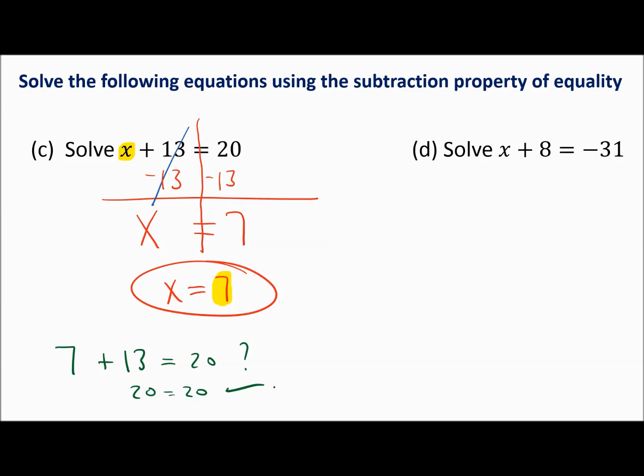I mean, take your answer and substitute it in and see if it works. So let's try another. The next problem: x plus 8 equals negative 31.